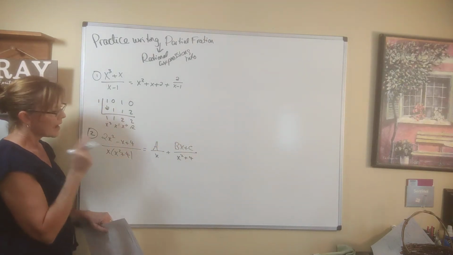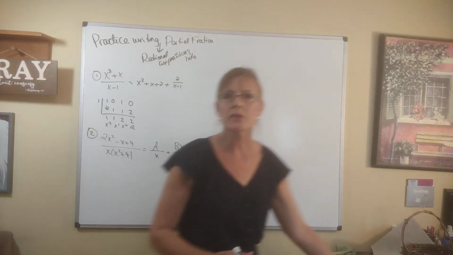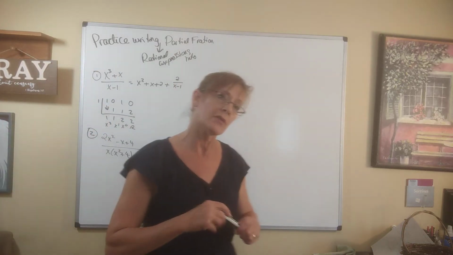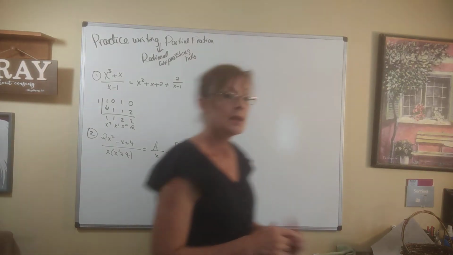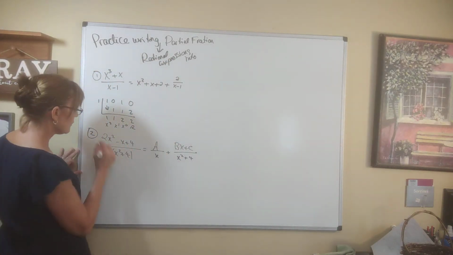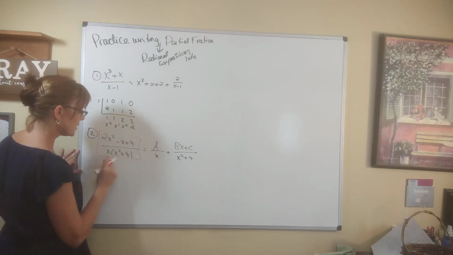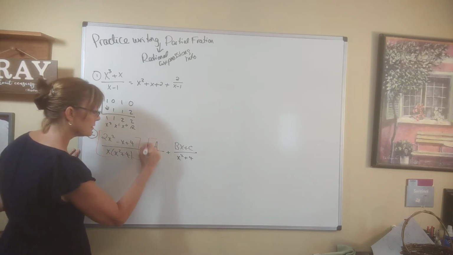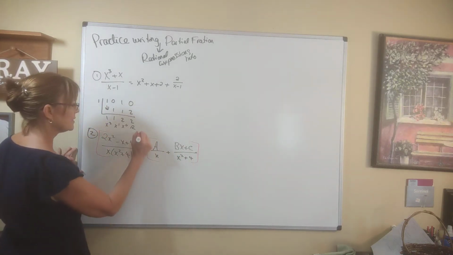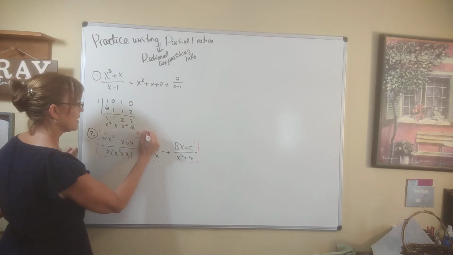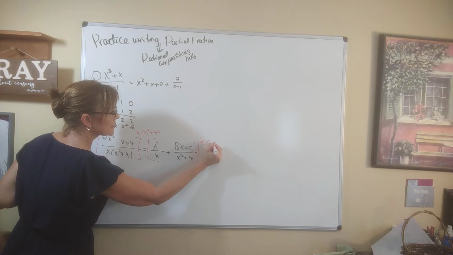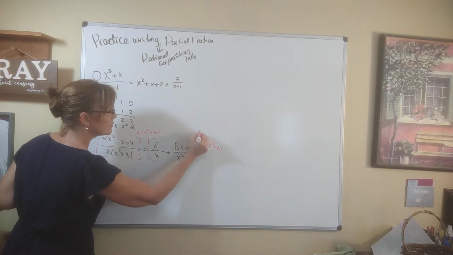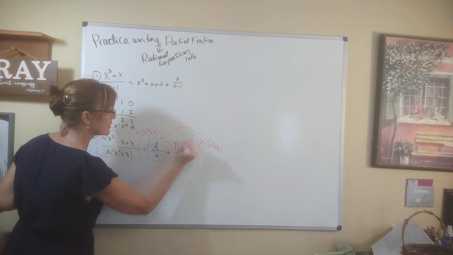How you begin this process is you kill the denominator, and you do that when you have an equation by multiplying both sides by the lowest common denominator. You never have to figure that out when you're doing partial fractions because it's always going to be this one. So you multiply both sides by x times x squared plus 4. And this will distribute to both terms.